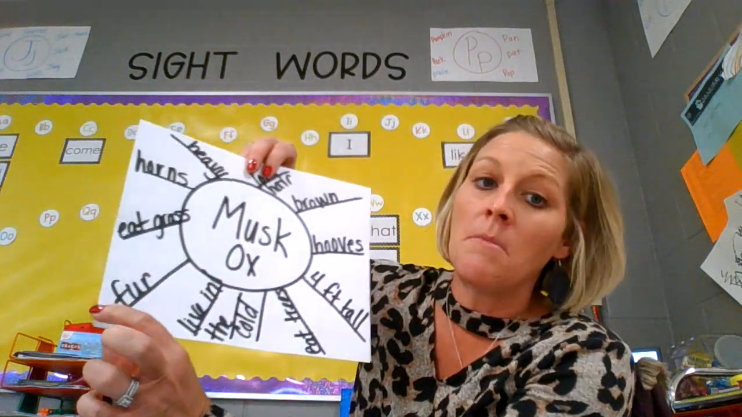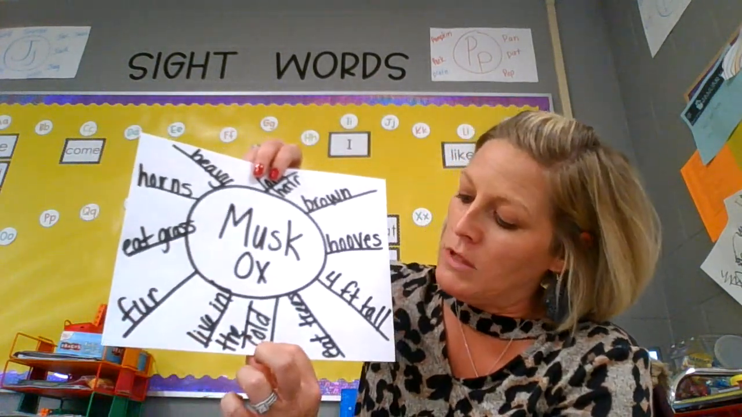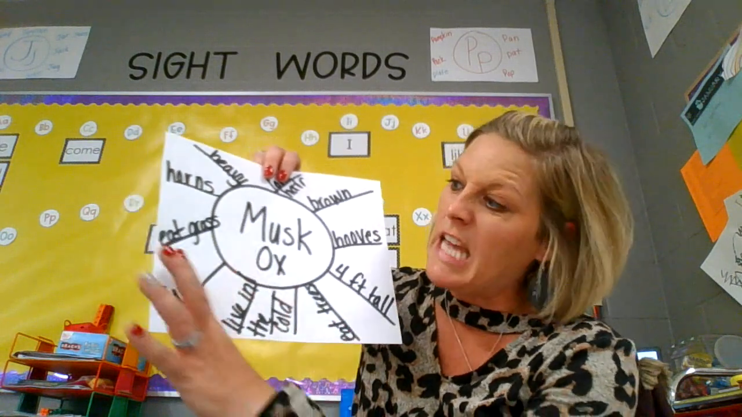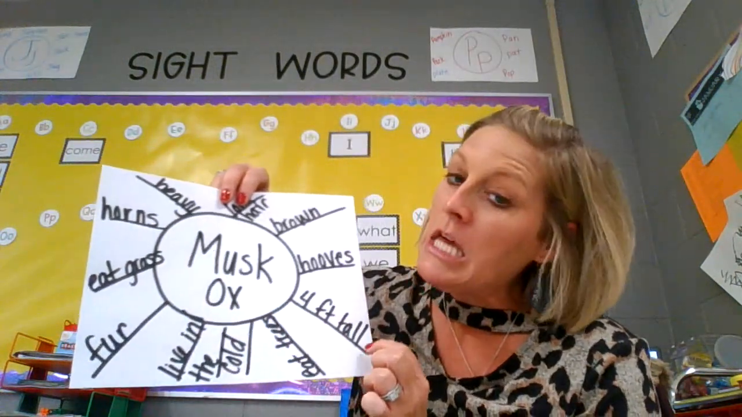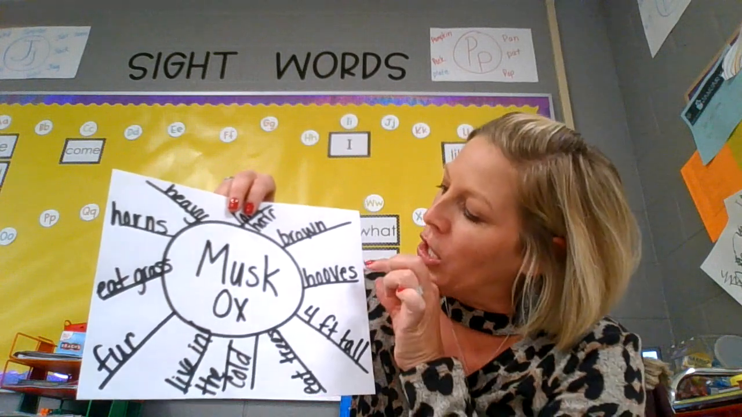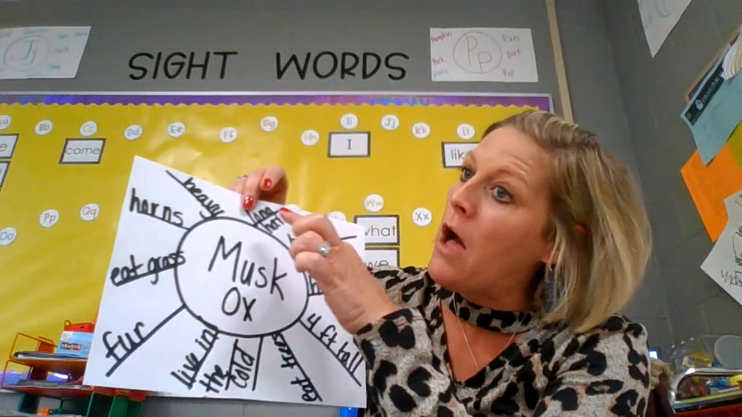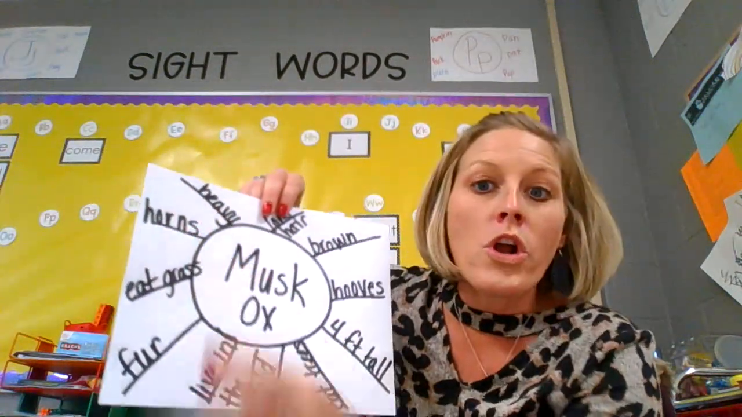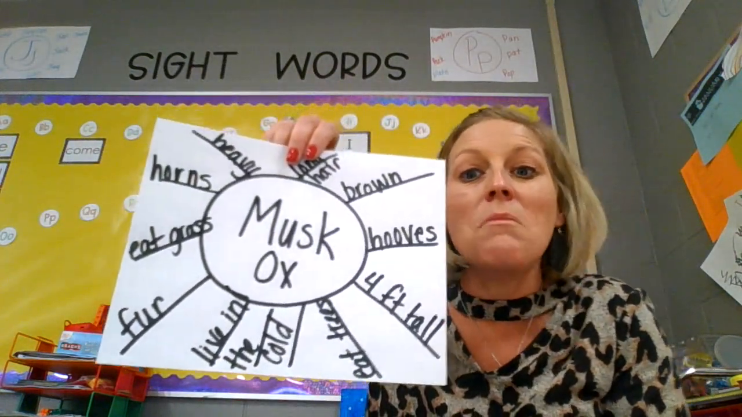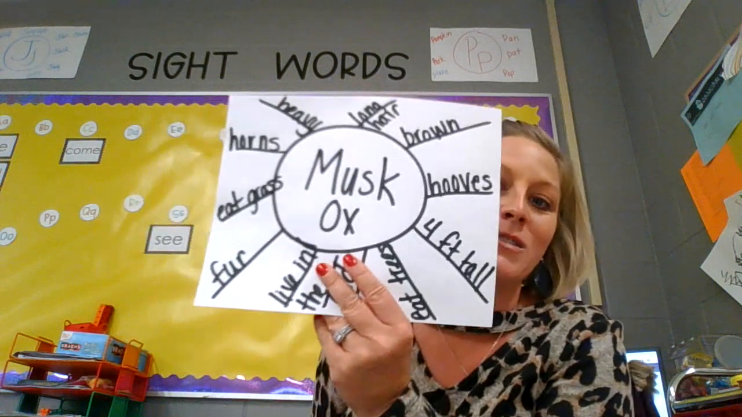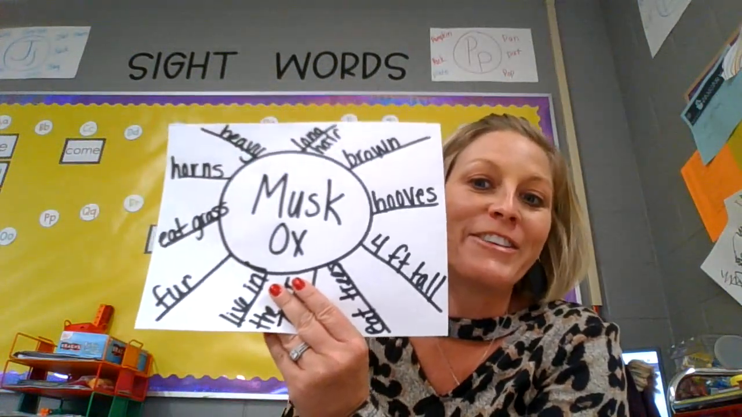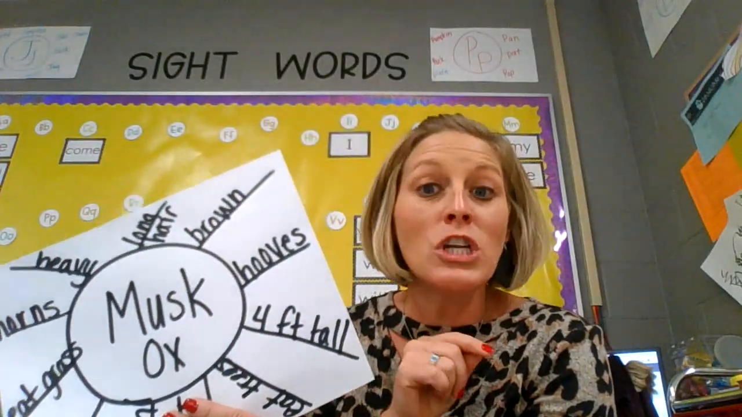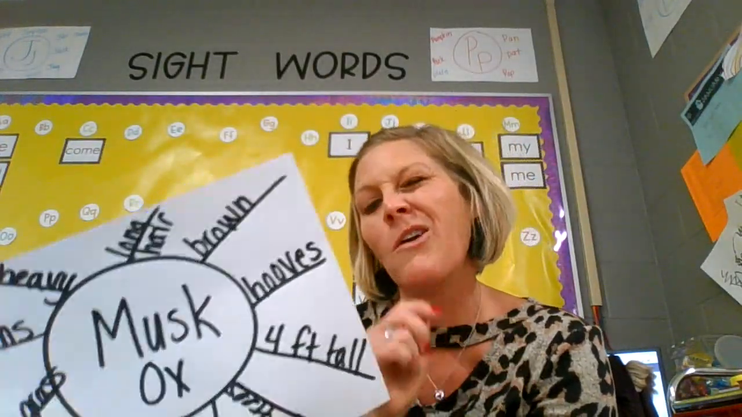So we know that a muskox has fur. They live in the cold. They eat trees and they eat grass. They stand about 4 feet tall. They have hooves. They're brown. They have long hair. They're heavy. They have horns. And you might have learned some other things about a muskox as well. So I hope that you're enjoying learning about a muskox. If you haven't watched at least the first video, go ahead and hit the pause button and go watch that video and then join me back here.